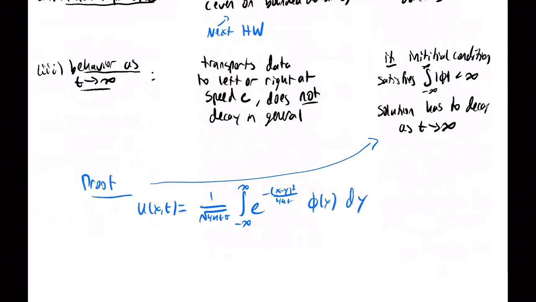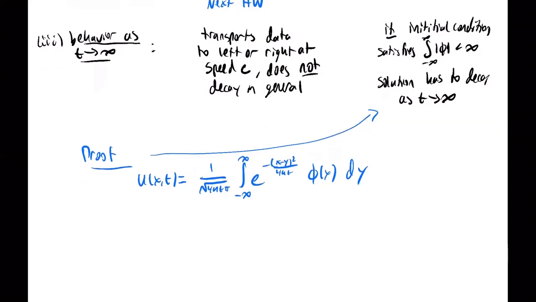And what I want to show is, well, if my initial condition is integrable, then the solution has to decay as t goes to infinity. Well, what I'm going to do is just use a common integral estimate, which is, well, if I take the absolute value of u of x, t, this is just the absolute value of the integral.